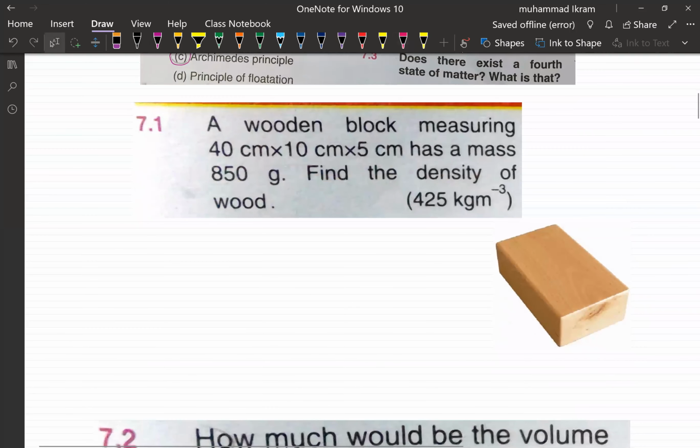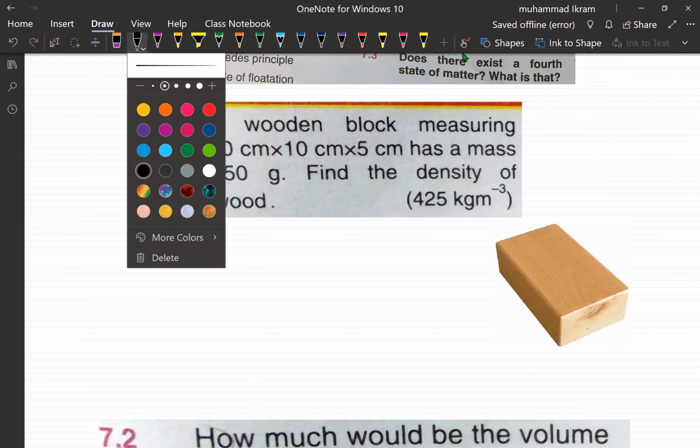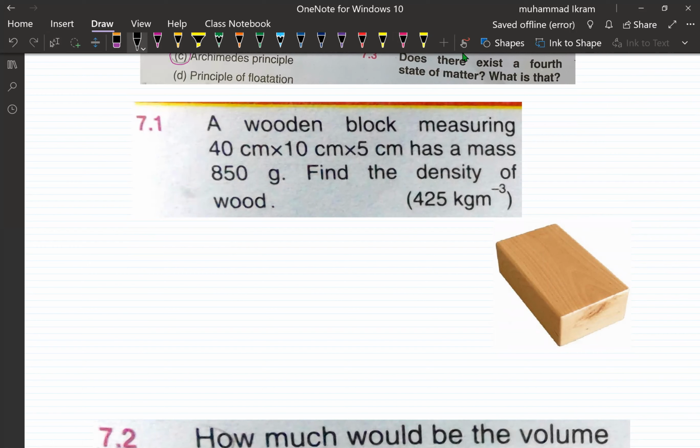Now let us move on to the exercise, the numerical part. Here they say that a wooden block measuring 40 centimeter cross 10 centimeter cross 5 centimeter has mass 85 gram. Find the density of the wood. Look, this is the length of the wood, which will be 40 centimeter, and the width of the wood will be 10 centimeter, and the height is 5 centimeter. So what is the density?